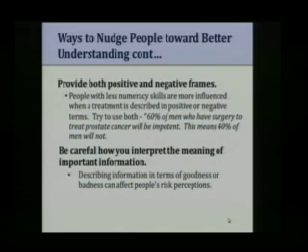Consider offering things in both the positive and negative. People with less numeracy skills are more influenced when a treatment is described in only positive or negative terms. So try to use both. 60% of men who have surgery to treat prostate cancer will be impotent. This means 40% of men won't. Be careful how you interpret the meaning of important information. Describing information in terms of goodness or badness can affect people's risk perceptions.